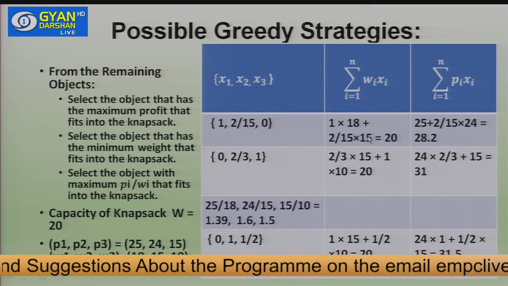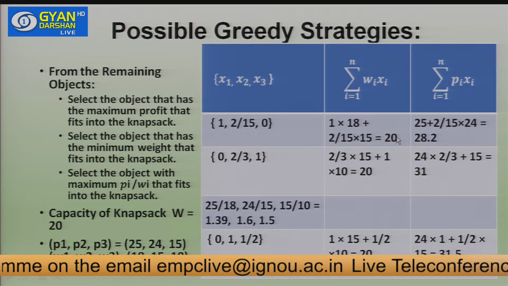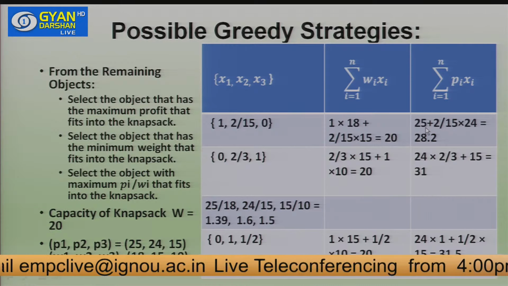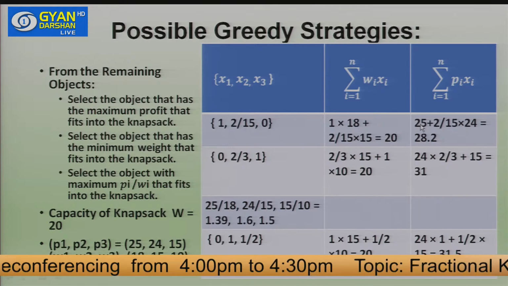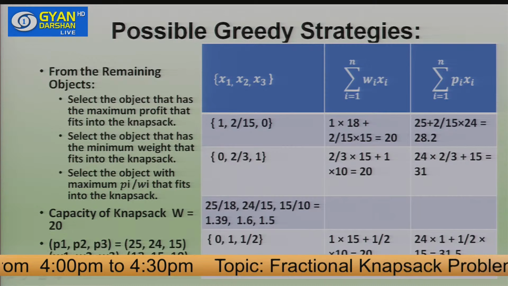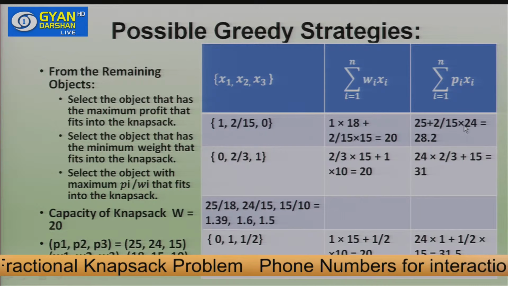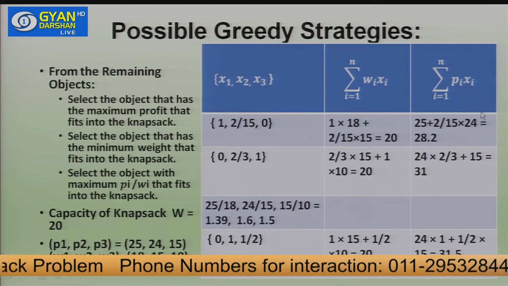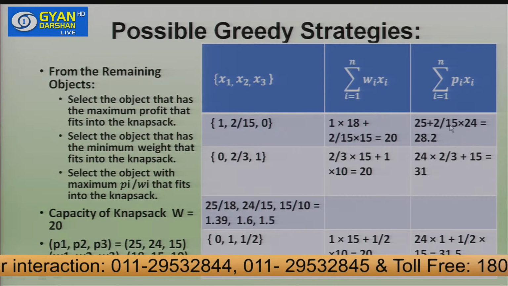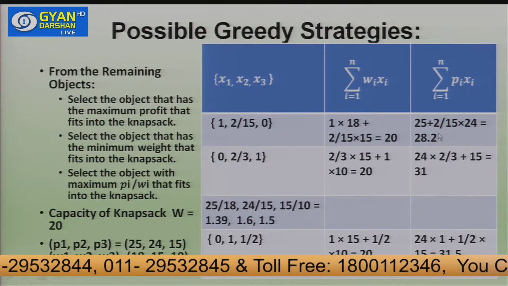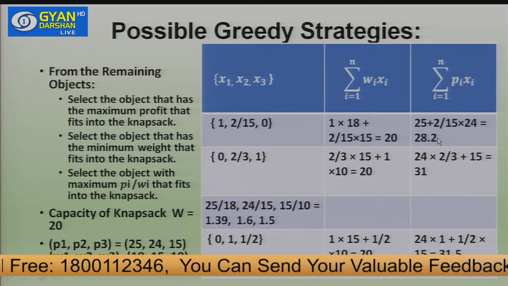So this is the weight you can figure out: 18 plus 2 kg equals 20. And what is the total profit in this case? The total profit is Pi into Xi. So Pi is 25 into 1, because we have filled up the entire object, plus 2 by 15 into the profit 24, because that is what we have filled of the second object. When we compute this, it turns out to be roughly 3.2, and what we get is a total profit of 28.2.